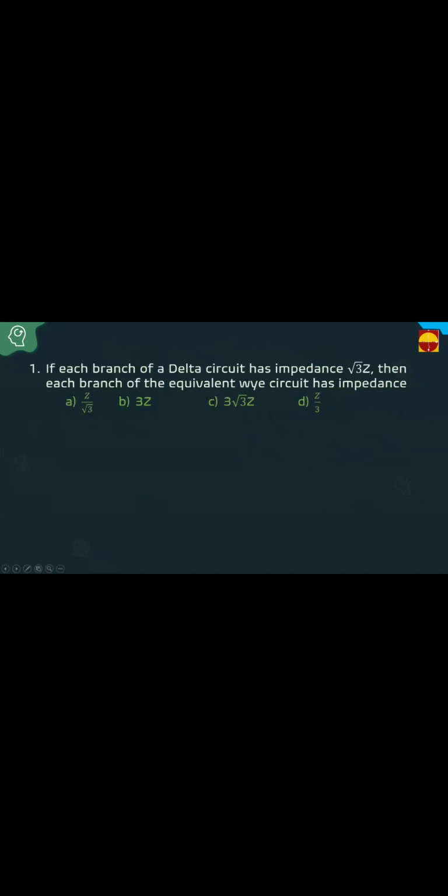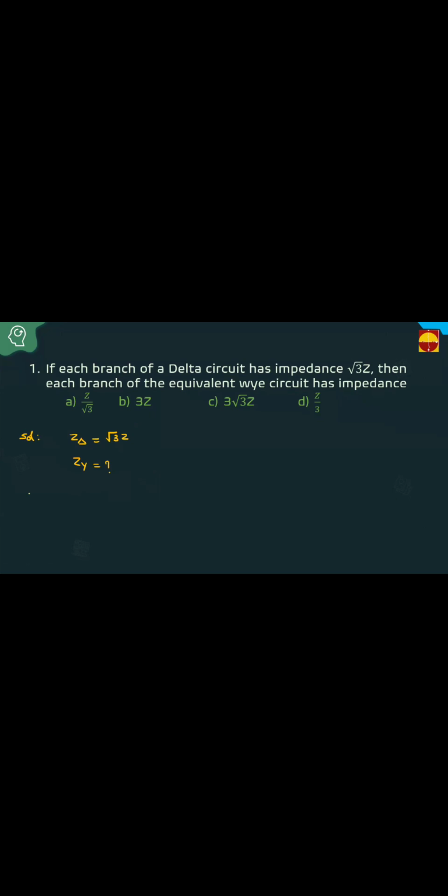Can anybody answer this question? If each branch of delta circuit has impedance of root 3Z, then each branch of the equivalent star circuit has impedance of. Here what is given: each branch of delta, that is Z delta equal to root 3Z. Then each branch of equivalent star, Z star.